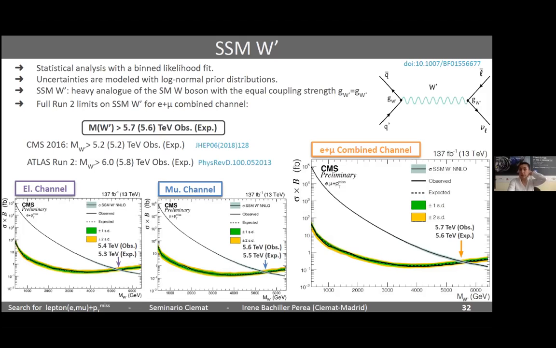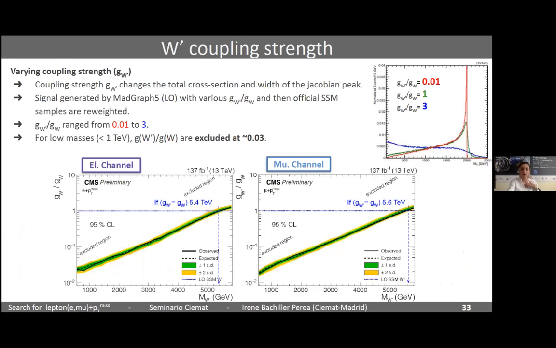is 5.7 TeV. This is the same coupling strength as the standard model, but we could release this constraint of the coupling and set it on the ratio of the coupling of the W prime over the standard model coupling, where 1 is the previous scenario. Here we have it split by channels, electron and muon, and we can already exclude for masses of 1 TeV in the ratio of 0.03.